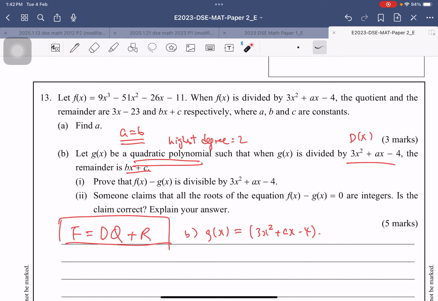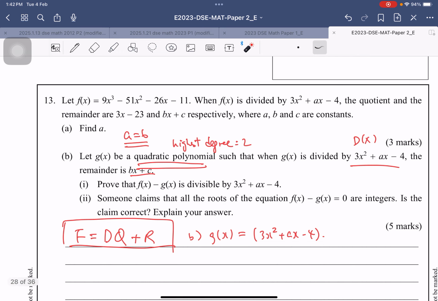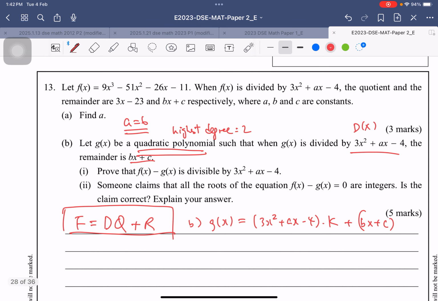But you can think the quotient times the 3x squared, and the maximum power is still 2. So the quotient must be just a constant, so that times a k. And then you plus bx plus c, isn't it? Is this okay? Okay. So now we consider this f(x) minus g(x). So we can consider f(x) minus g(x).